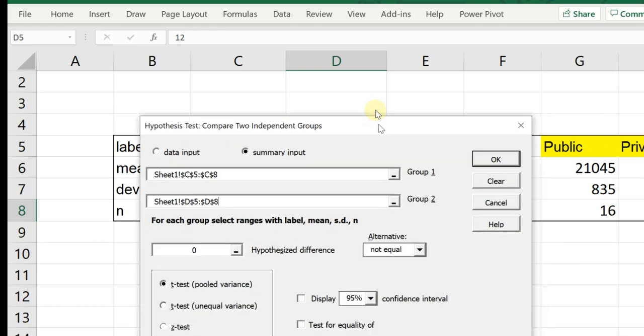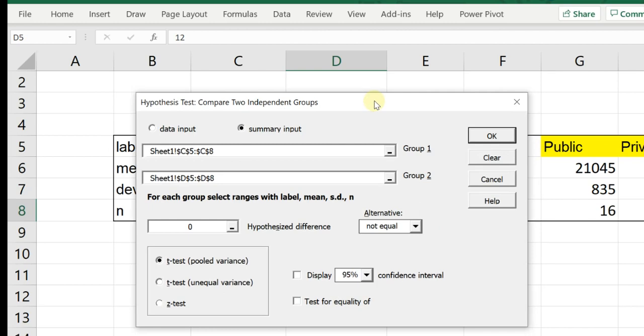Alright, so at this point, Megastat knows where your data resides. Let's go down here. Our hypothesized difference is going to be 0, but you can hypothesize the difference between the two is 5 minutes between the two groups, 10 minutes, whatever. We're going to go 0. The alternative hypothesis was that, remember, single earners watch more television. So that's going to be mu1 is greater than mu2.